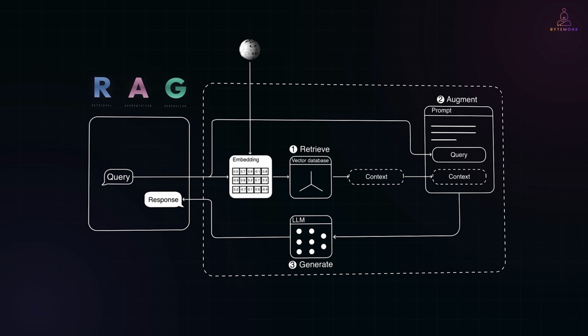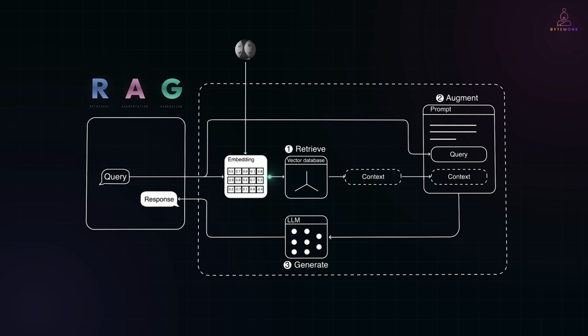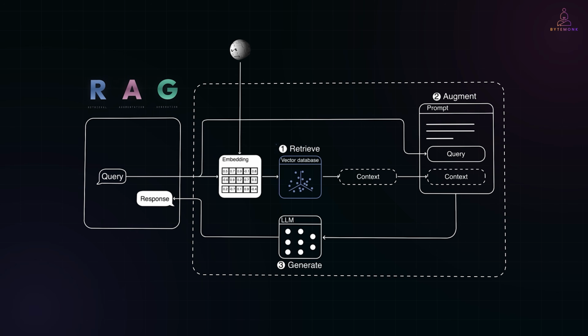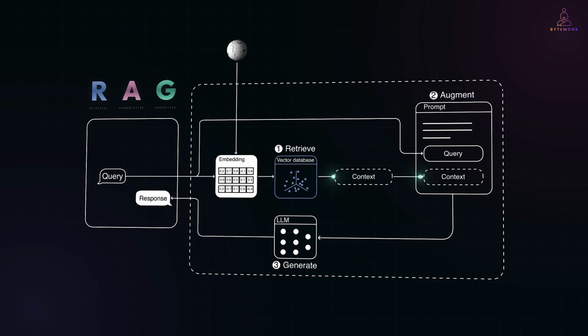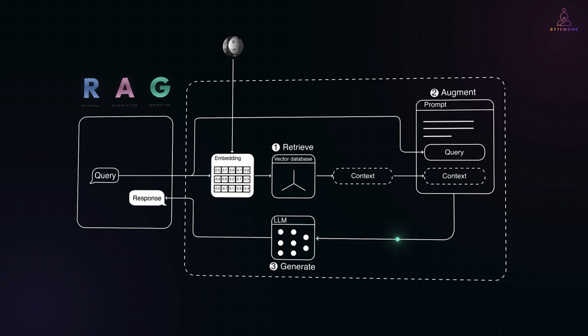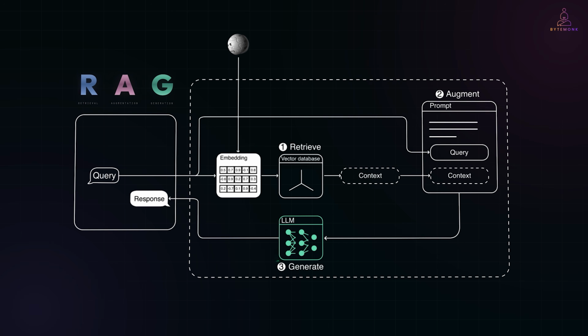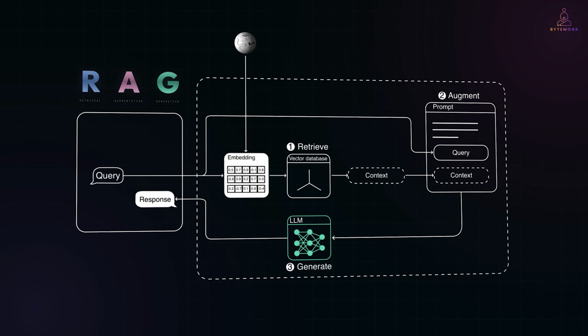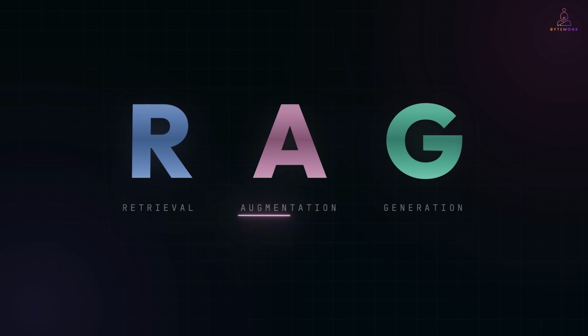The idea is simple. When a user asks a question, you first retrieve relevant pieces of information from your own documents. Then you augment the user's question with that retrieved context. And finally, you let the LLM generate an answer based on what you gave it. Retrieval Augmented Generation. That's where the name comes from.